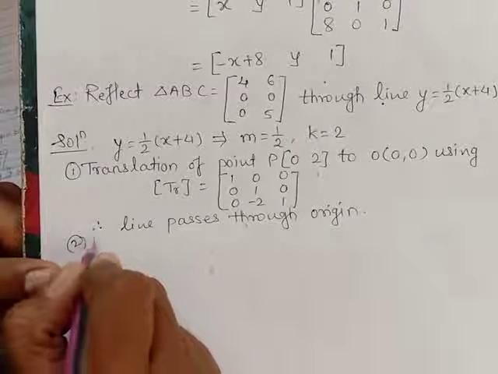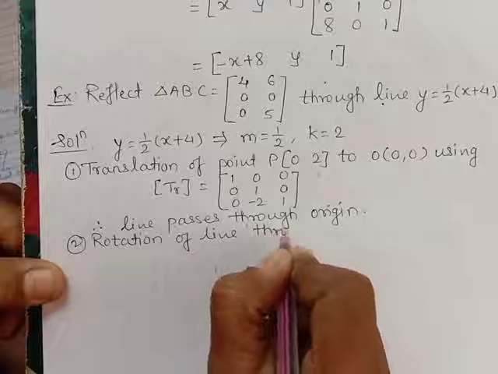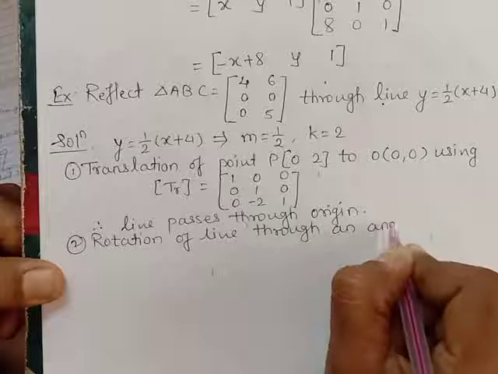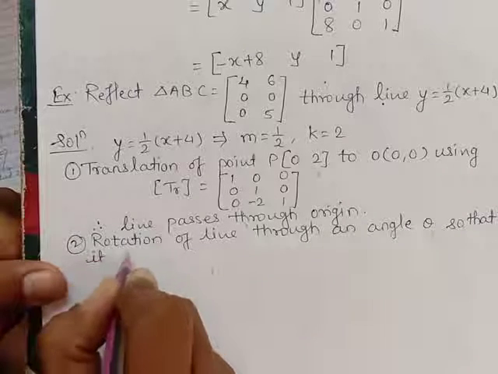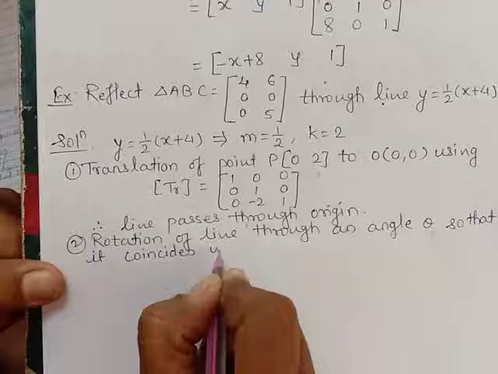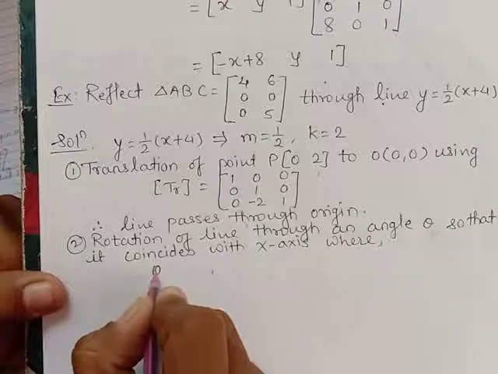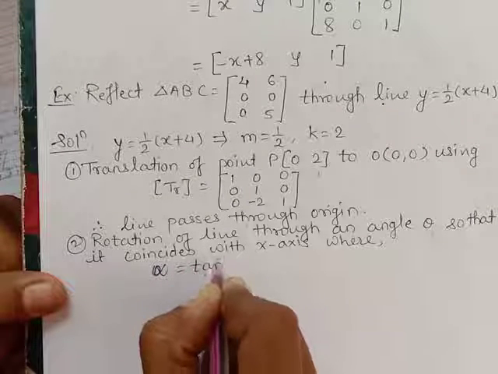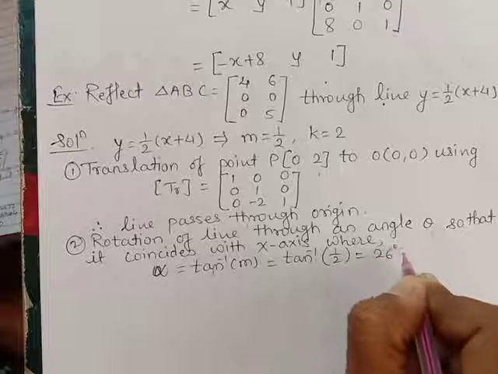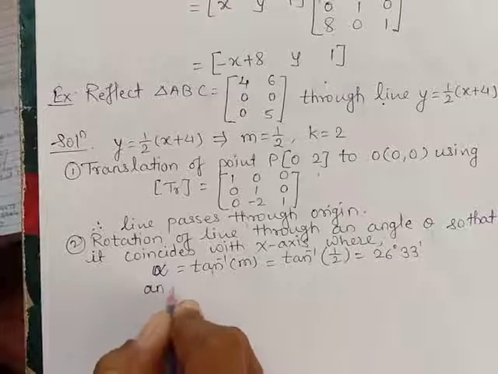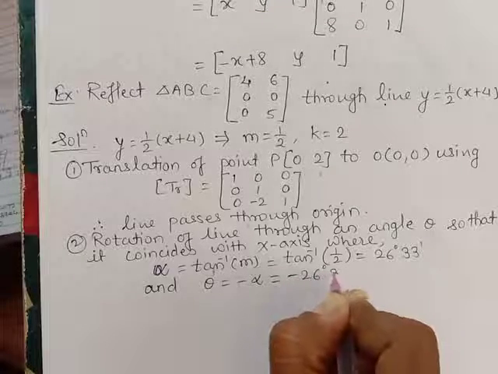Right. Second step, rotation of the line through an angle theta so that it coincides with the x-axis, where alpha equal to tan inverse m, that is tan inverse half, that will be 26 degree 33 minutes, and theta equal to minus alpha, that will be minus 26 degree 33 minutes.